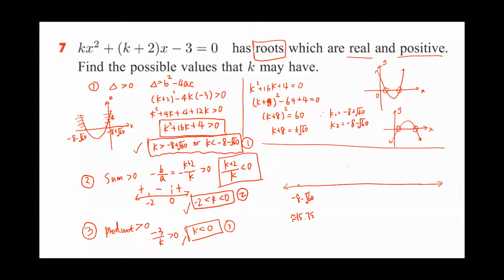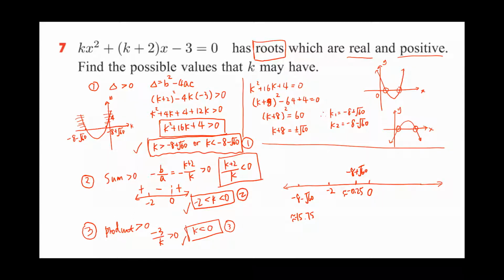And then if you try negative 8 plus root 60, if I put 0 here and my negative 2 is here, that number, negative 8 plus root 60, will give you approximately negative 0.5. So that would be your negative 8 plus root 60. Great.